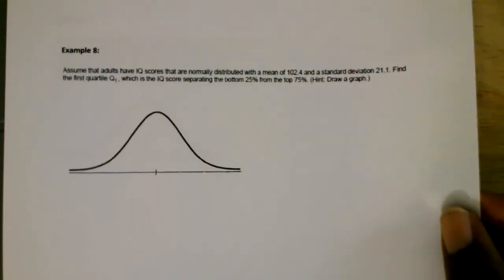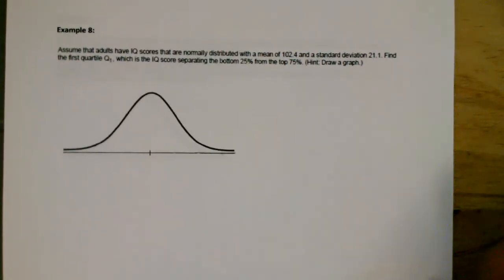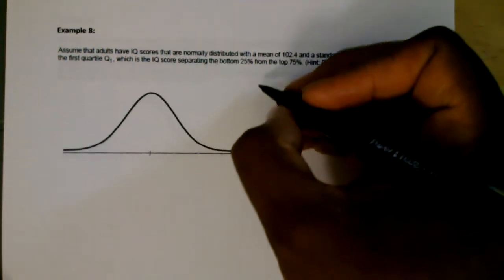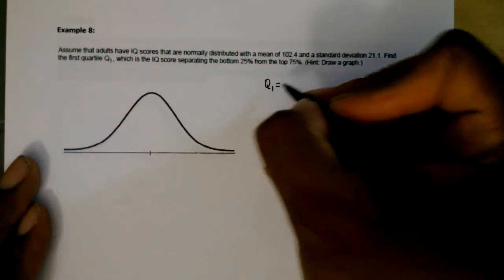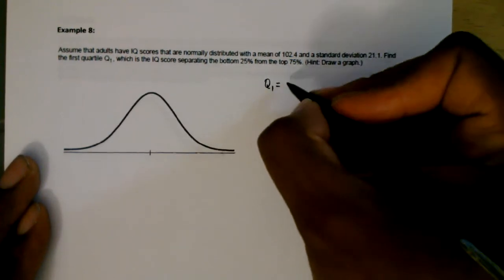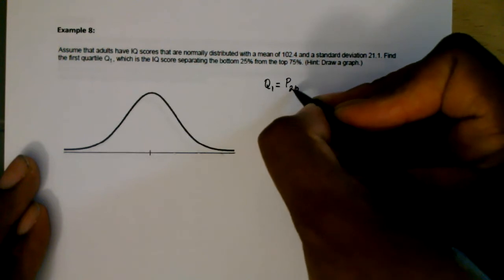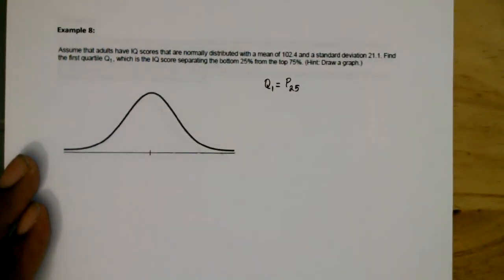All right, now example 8. Assume that adults have IQ scores that are normally distributed with a mean of 102.4 and a standard deviation of 21.1. Find the first quartile, which is Q1. And that is going to be the IQ score, separating the bottom 25% from the top 75%. A good way to do this is draw a graph. If you recall Q1, back when we were talking about relative standing, Q1 is the 25th percentile, separating the bottom 25% from the top 75%.